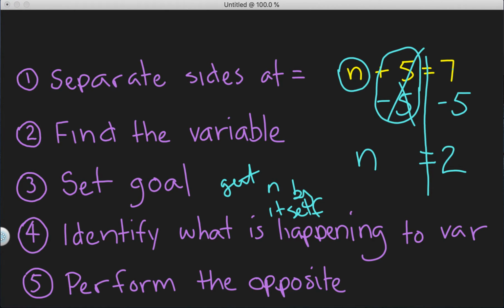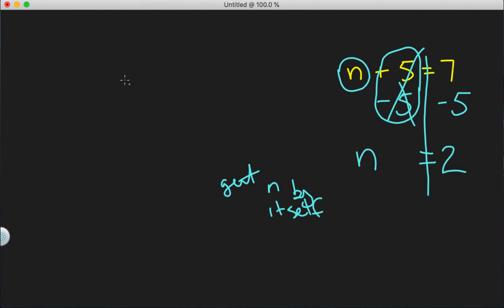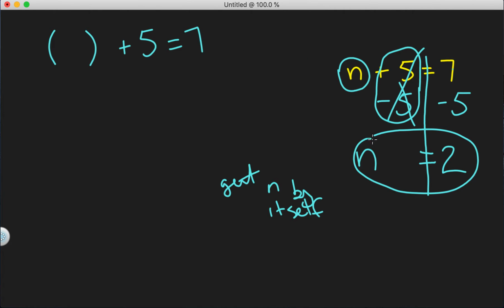I can do my checking step. Again, I'm going to replace the variable with parentheses, so that's n plus 5 equals 7. I take this value that I found and plug it in. So I substitute the 2 for the n. 2 plus 5 is 7. We didn't do anything to the right-hand side, so what we get is 7 is equal to 7. And what that does is that indicates that my n is equal to 2 is the correct answer.